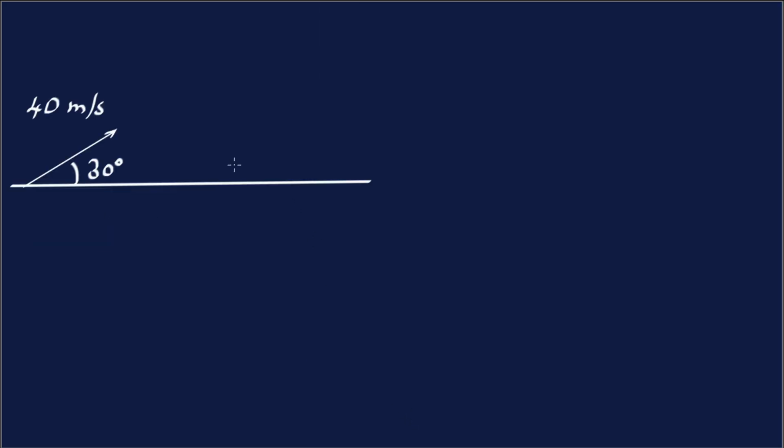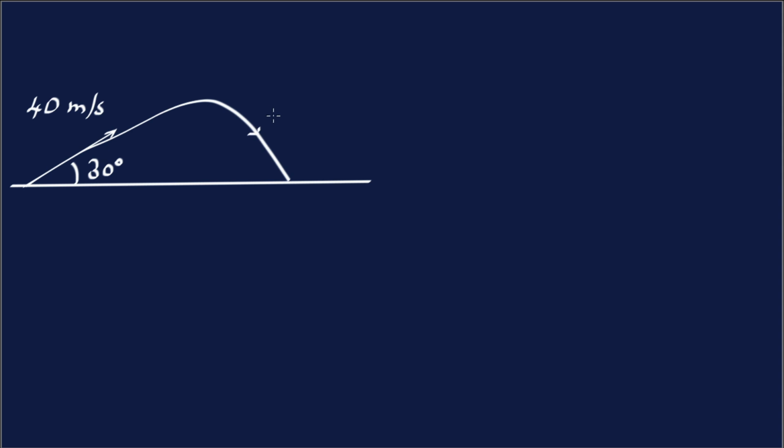So the first problem is a stone is projected at 40 meters per second at an angle of 30 degrees to the horizontal. So the question is very simply, as it flies, how high does it reach and how far away does it land? How do we do a problem like this?